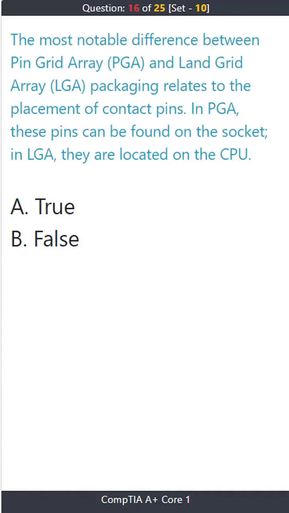Question 16. The most notable difference between pin grid array, PGA, and land grid array, LGA, packaging relates to the placement of contact pins. In PGA, these pins can be found on the socket. In LGA, they are located on the CPU. A. True. B. False.